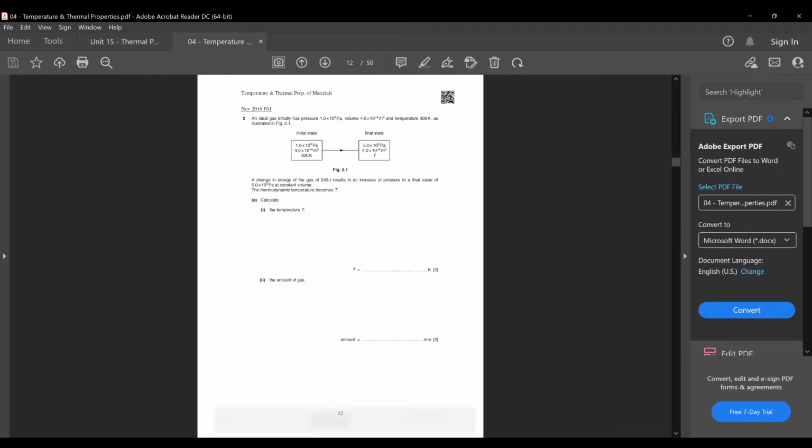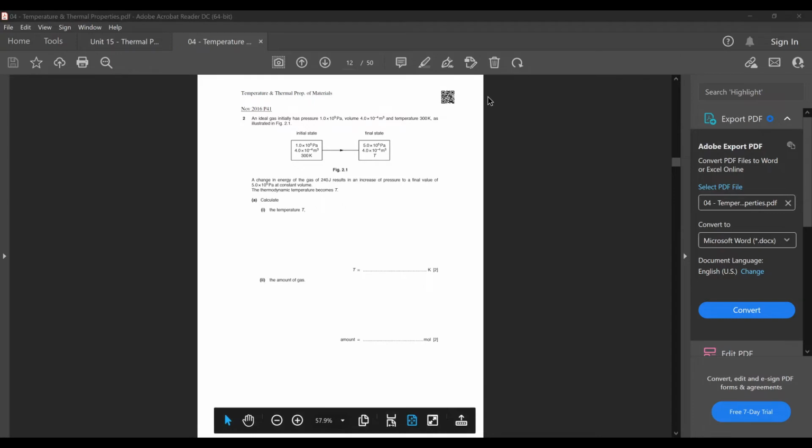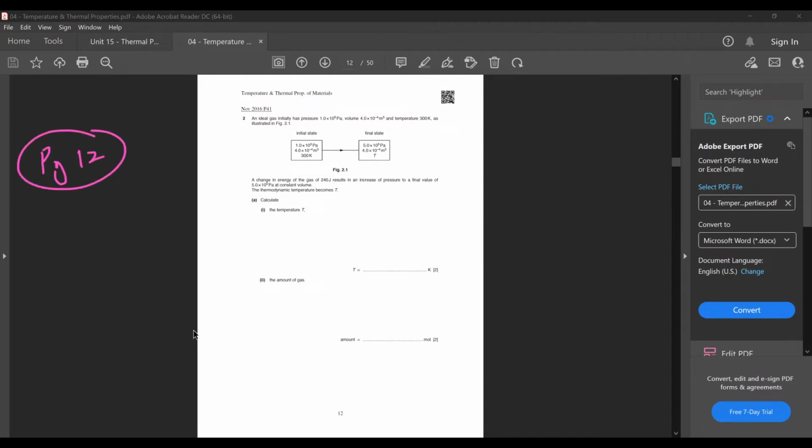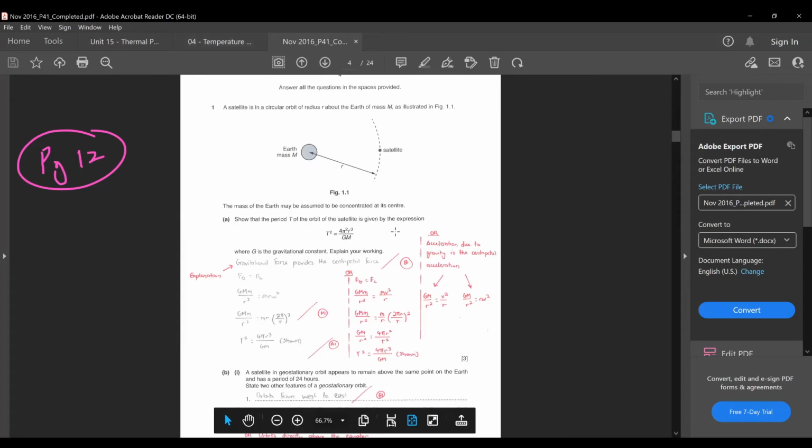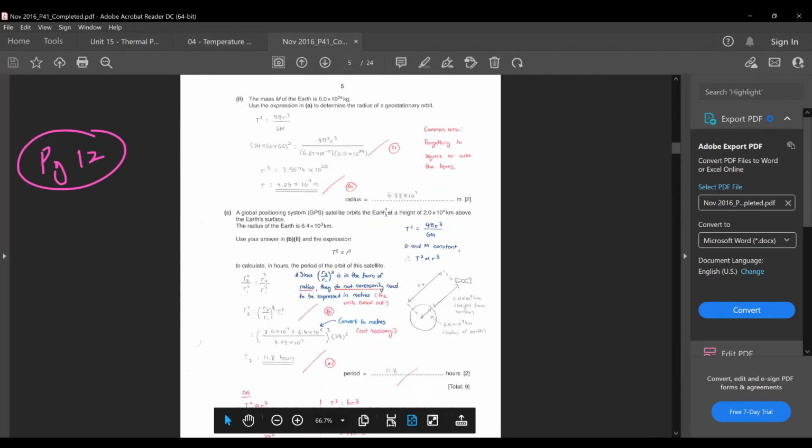This one I cannot do anything with because I need to calculate some stuff first. Just have a look at page 12, number 16P41. There's something here that relates to ideal gas, but I think it's a very simple one from there, so I think we can just do the question. Just look at page 12 of your temperature and thermal properties worksheet.